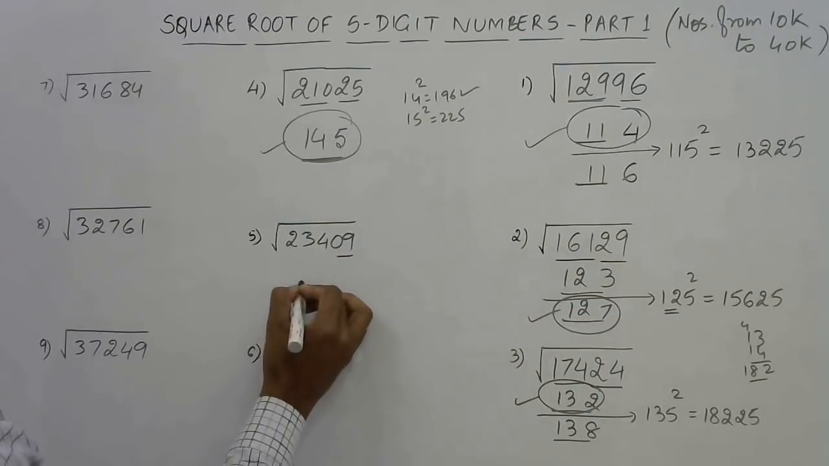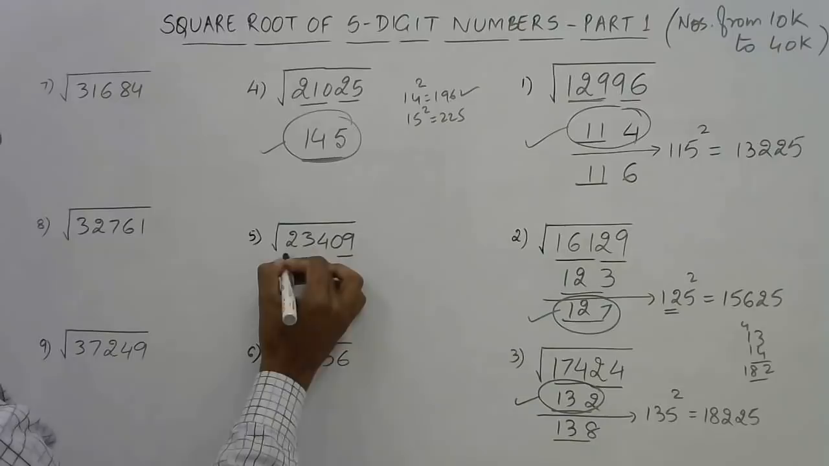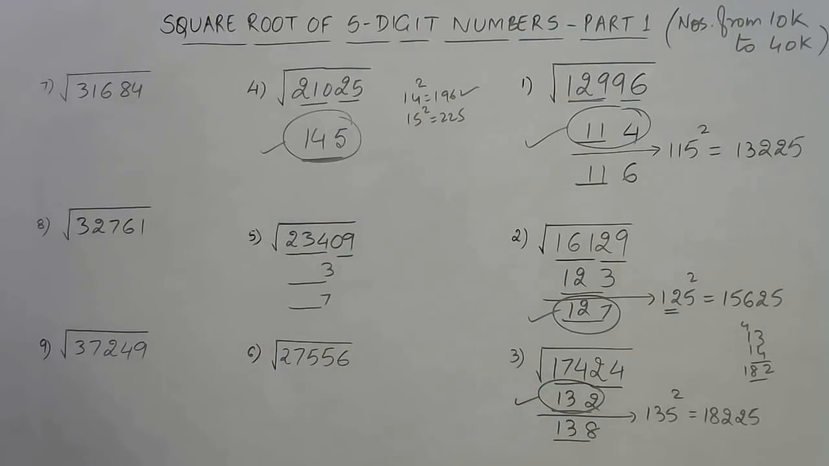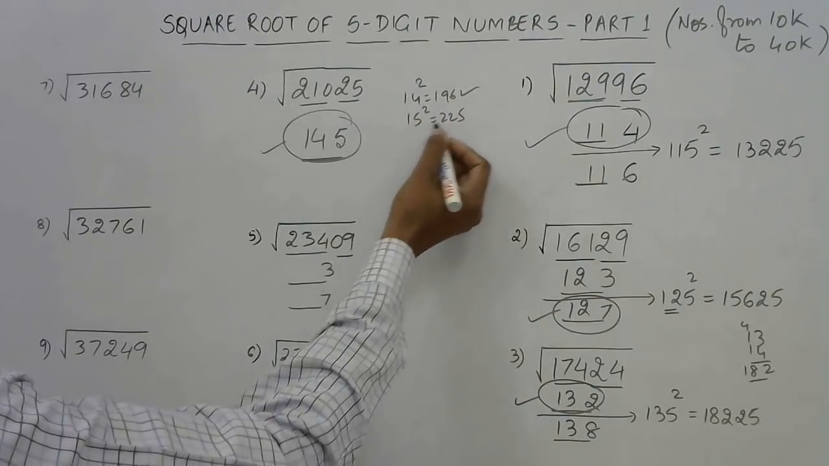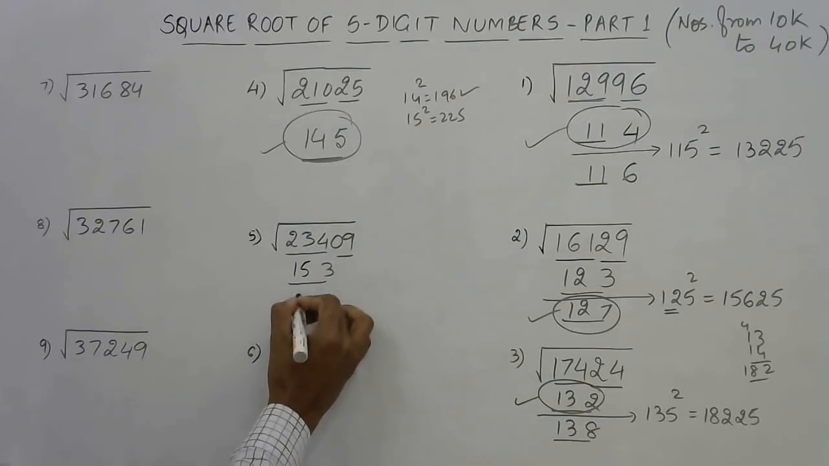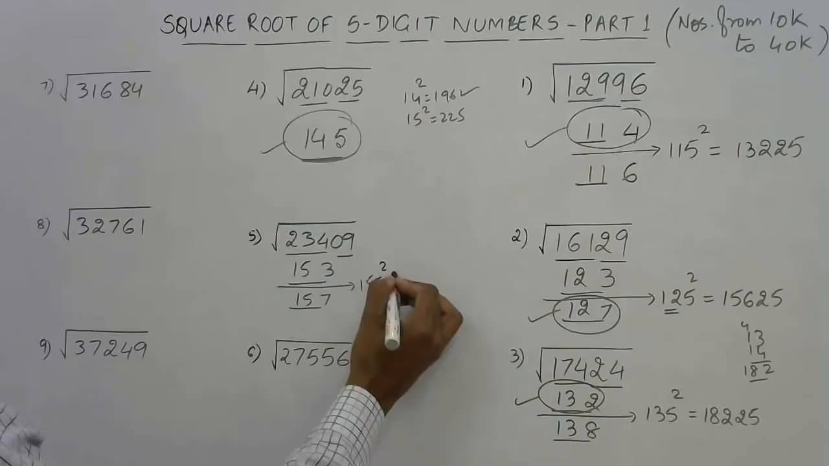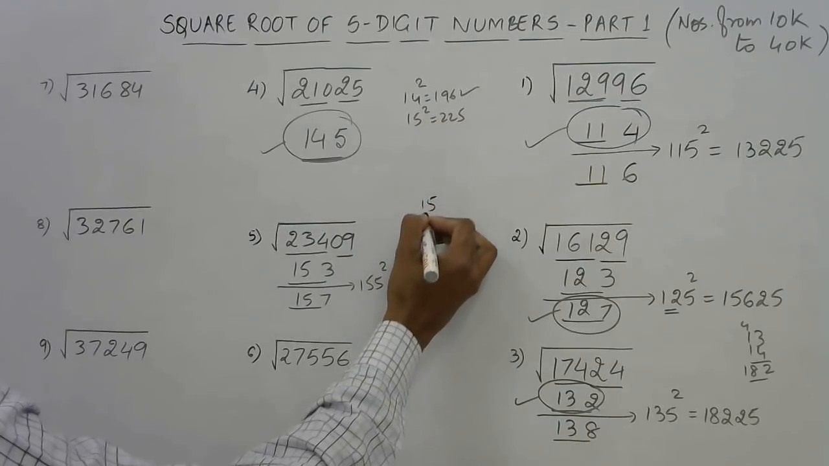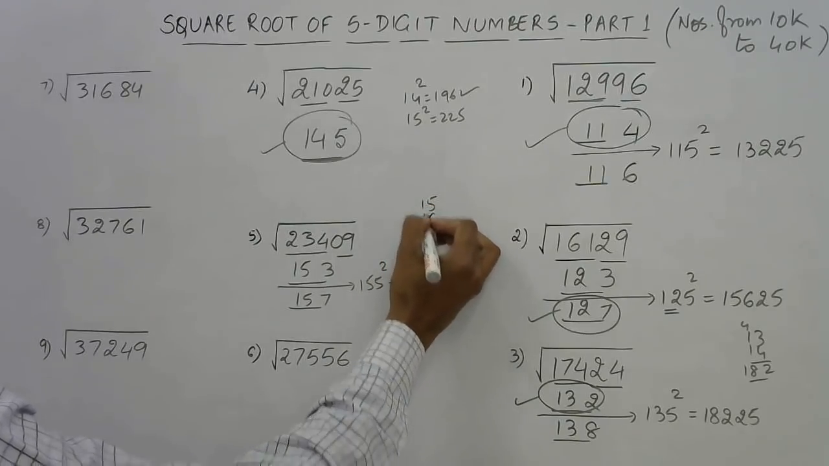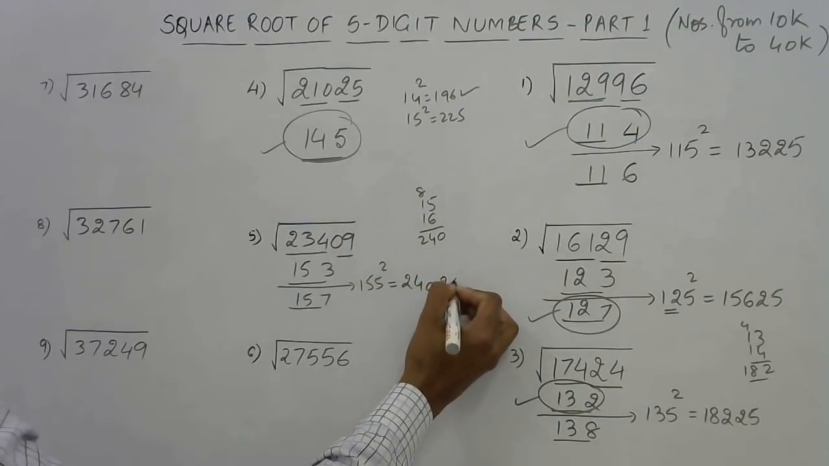Let's see another one ending with 9 again. So just like here, the answer will end with either 3 or 7. 234. Now we need to check, 14 square is okay. 15 square is 225, which is just below this. So 15 is the remaining part. Now take the intermediate number 155 square. So 15 multiplied by its successor 16. 16 times 5 is 80. So this is 240. So 240 followed by 25.